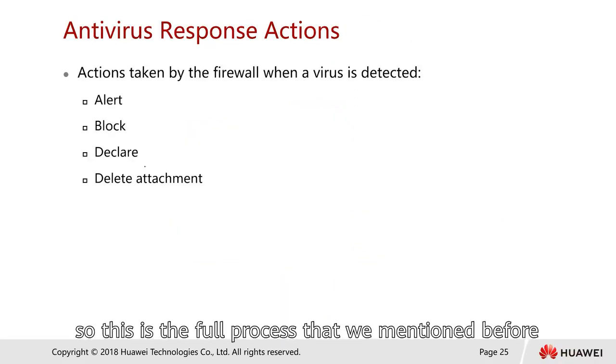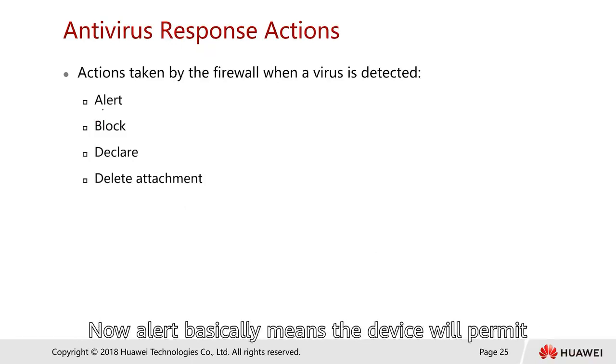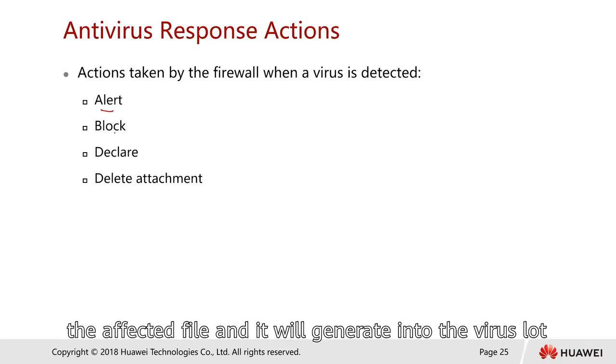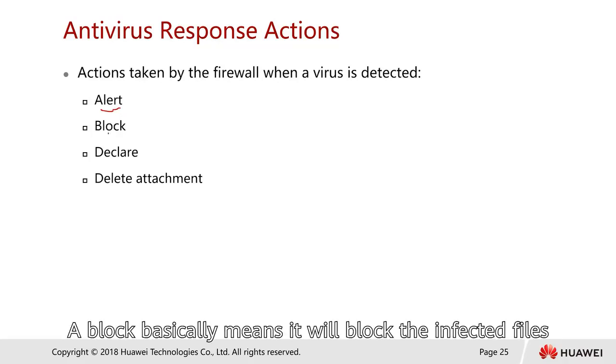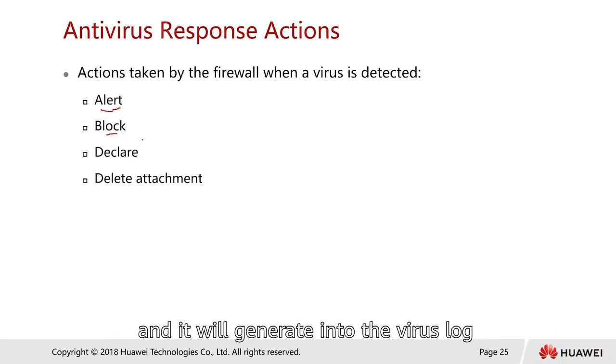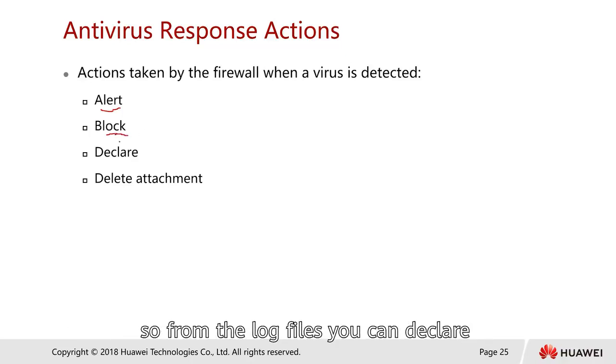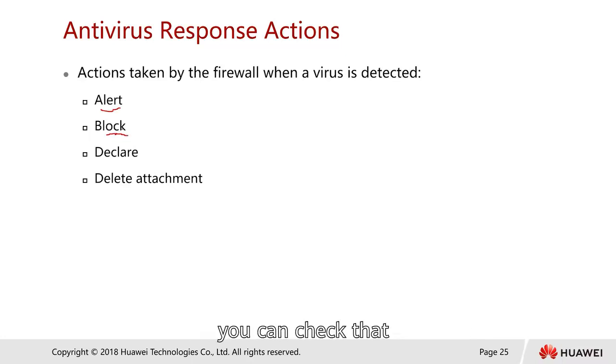Alright, so these are the four actions that we mentioned before. Alert basically means the device will permit the affected file and generate an entry in the virus log, but it does not delete the suspected virus file. Block means it will block the infected files and generate an entry in the virus log. So from the log files, you can check that.